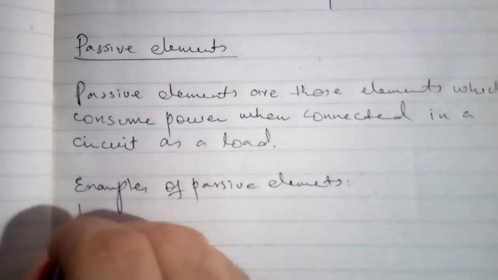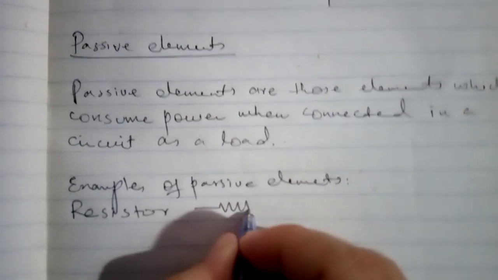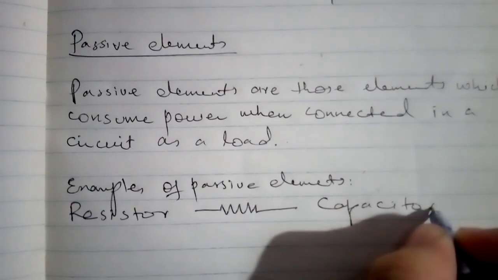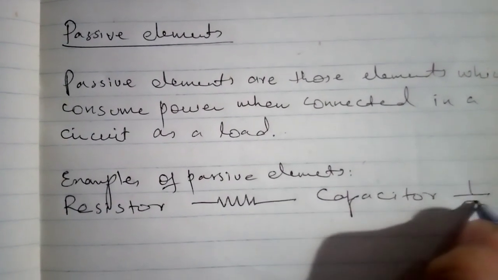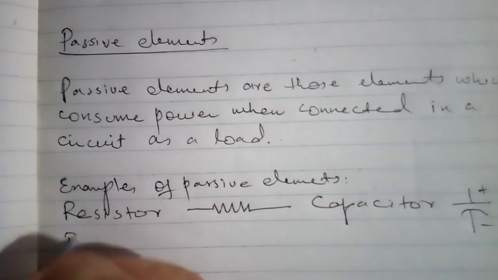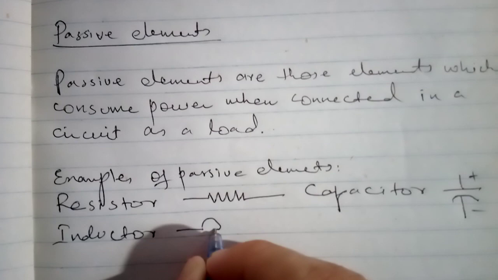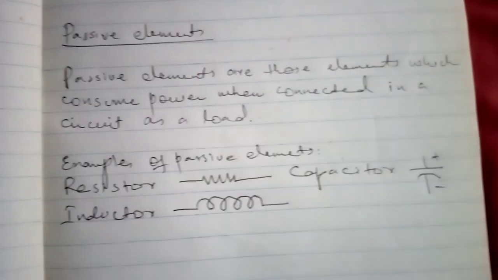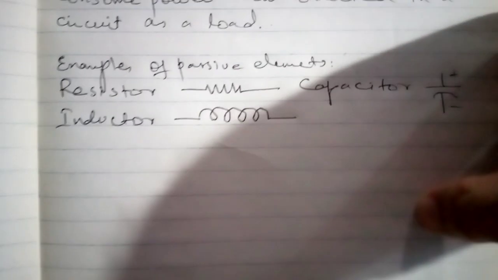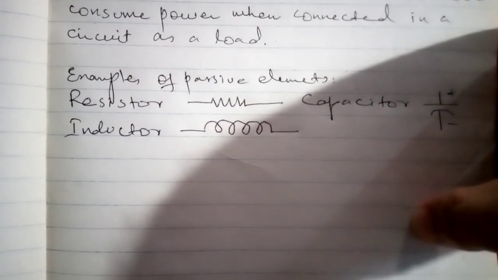Examples of passive elements are resistor. Symbol of resistor is this. Capacitor, symbol of capacitor is this. Inductor, symbol of inductor is this. So these are passive elements. Resistor is a passive element, capacitor is a passive element, and inductor is a passive element. These components are connected as a load in a circuit.